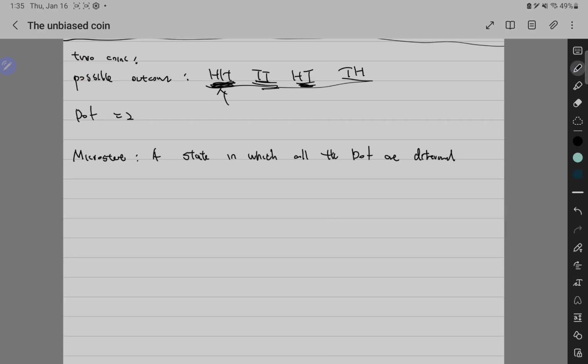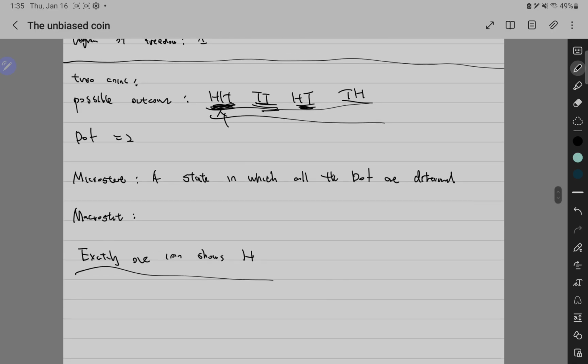Then another important concept, which we call the macrostate. So the macrostate is a combination of multiple microstates. In this case of two unbiased coins, a macrostate, for example, could be exactly one coin showing H. So let's say our macrostate is exactly one coin shows H. This is our macrostate here. And then, how many out of all four only have one H?